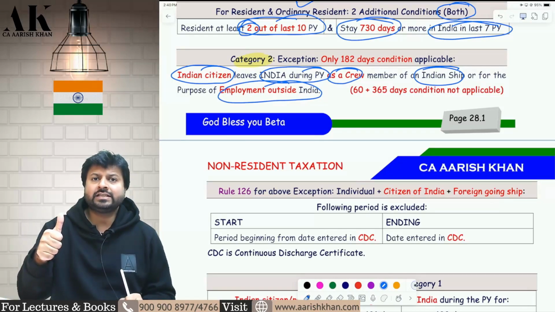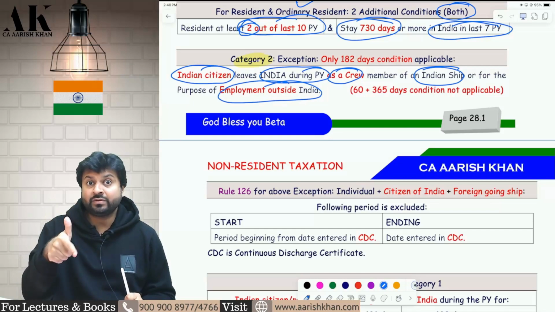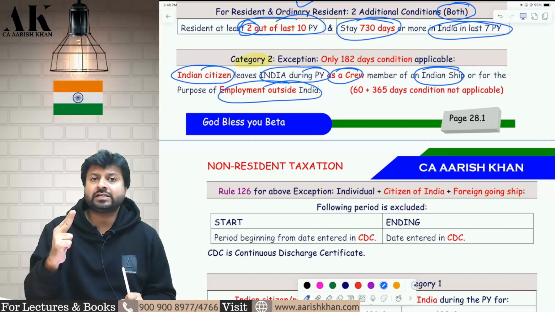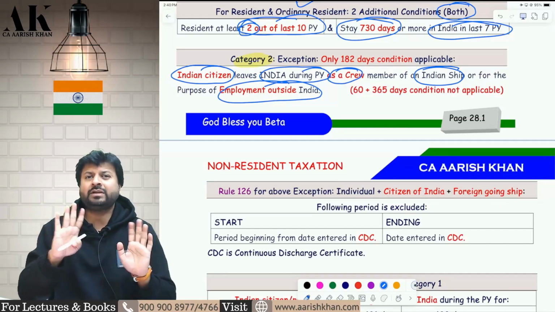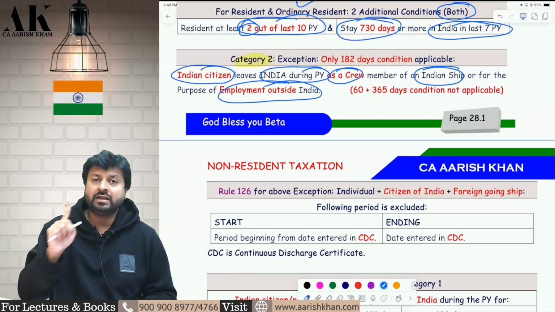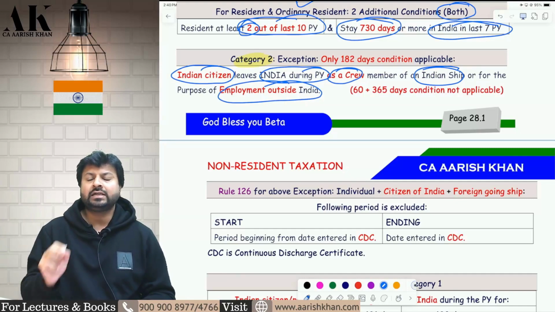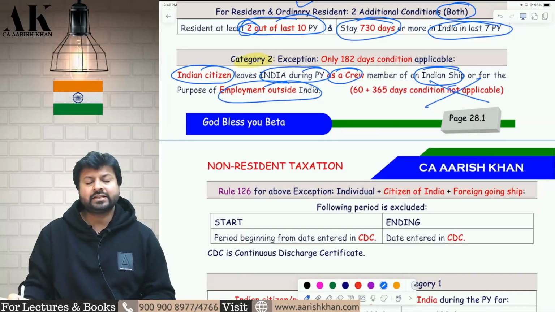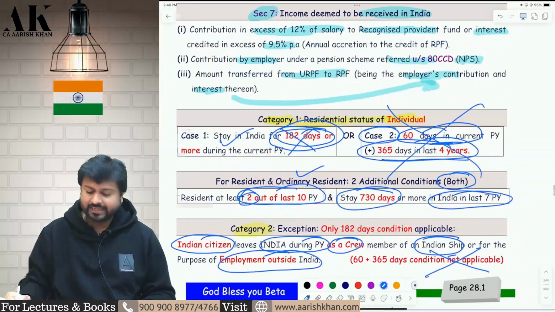If you are an Indian citizen, you are leaving India during the previous year 24-25 as a crew member of an Indian ship or for the purpose of employment, not for the purpose of roaming, not for the purpose of foreign tour, not for the purpose of business visit, for the purpose of employment outside India, then the condition of 60 plus 365 is not applicable. This second case is not applicable.